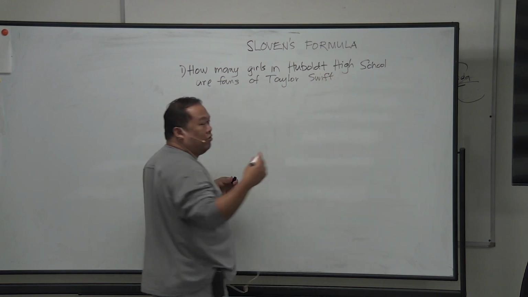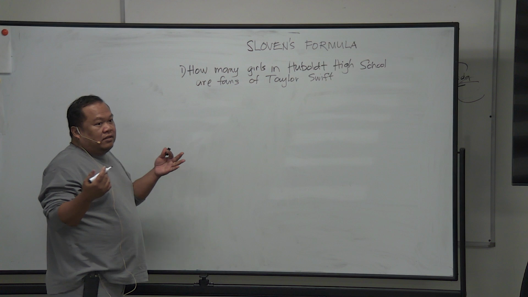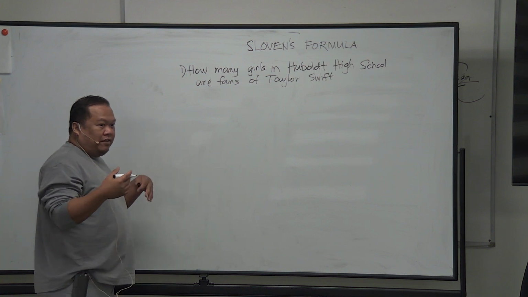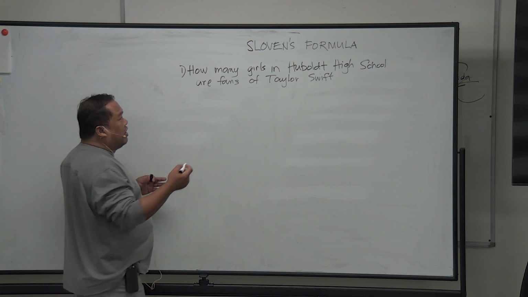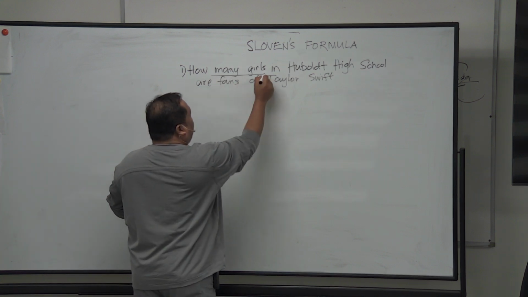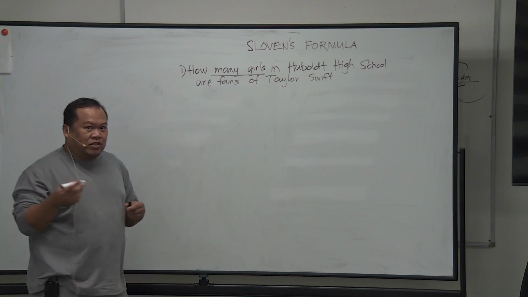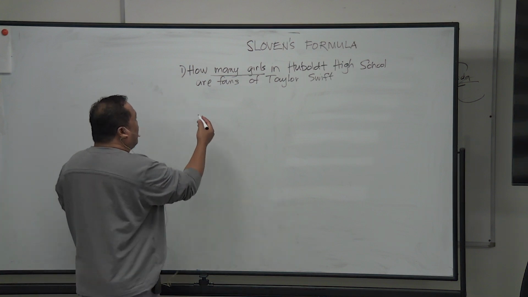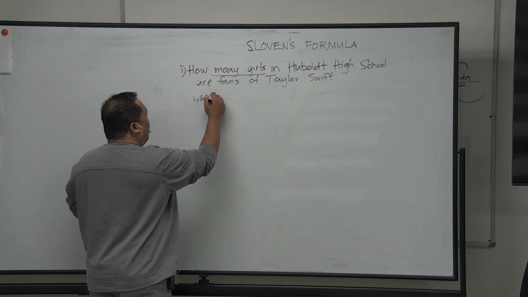Humboldt High School is one of the biggest high schools in California, and of course, their population size is also very big. Considering that you want to know how many girls are fans of Taylor Swift, let's just say Humboldt High School has a population of 1,600 girls.